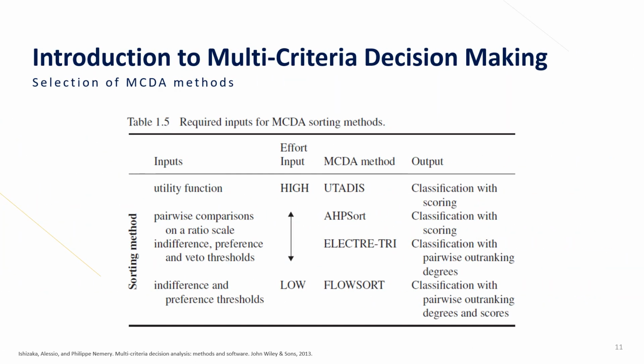Next is MCDA for sorting methods. There are several choices you can use, also sorted from high effort on the input to low effort on the input. For example, here we have ELECTRE, UTADIS, and FlowSort. We also have AHP for sorting problems, but it also needs you to do the same thing, which is pairwise comparisons. And then the result is the classification, with the sorting of each alternative.